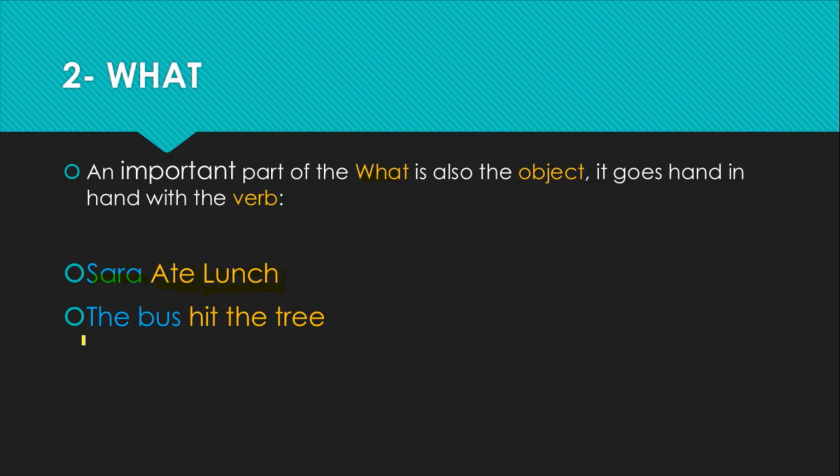Example number 2, the bus hit the tree. All right, so the bus is the subject of the sentence. Hit is the verb. It's the what. And we have an additional what, which is the object, the tree. What did the bus hit? The bus hit the tree.